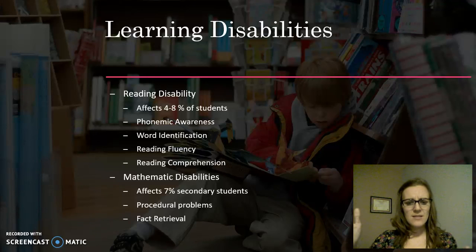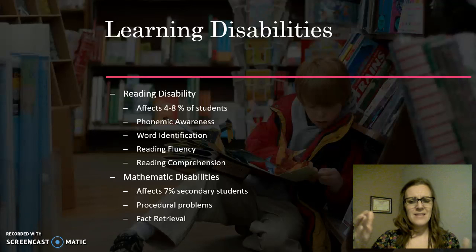And mathematic disabilities is two groups. There are students who have procedural problems. And procedural problems are students who just have difficulties breaking down and understanding the steps and processes of a math problem. They get lost somewhere in doing the math process. They just are not comprehending and understanding what to do. They just get lost somewhere.